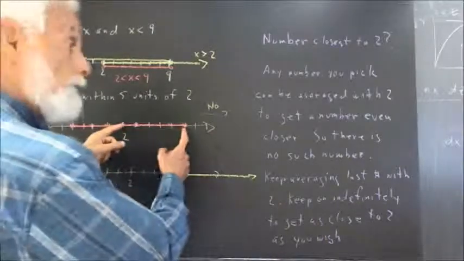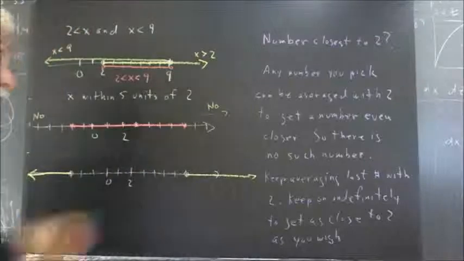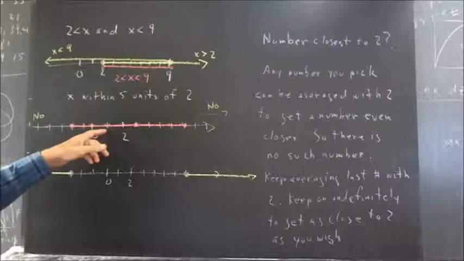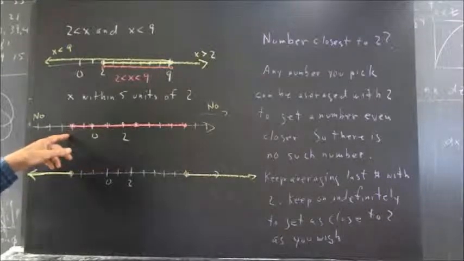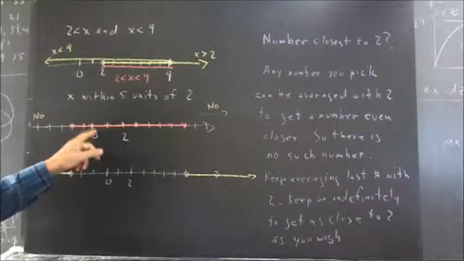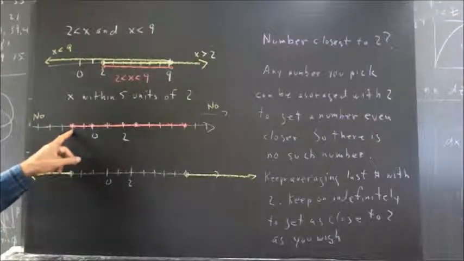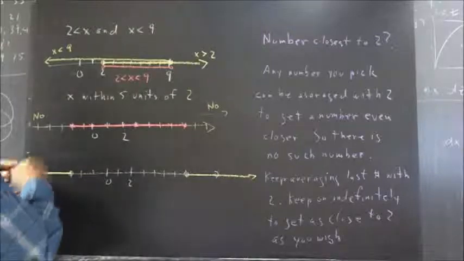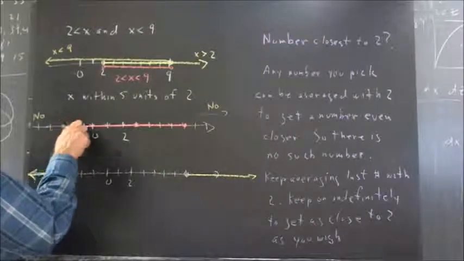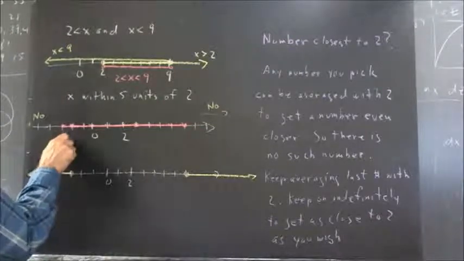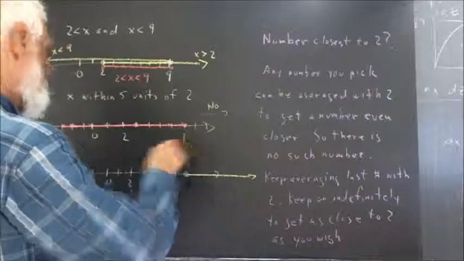So all these points are within 5 units of 2. Now, there are also points on the other side. We can go 5 units on the other side. Here's 2, 1, 0, -1, -2, and we need to go to -3. I apparently didn't look at my graph carefully enough, and should have included -3 here. So we got -3 here, and we have 7 here.